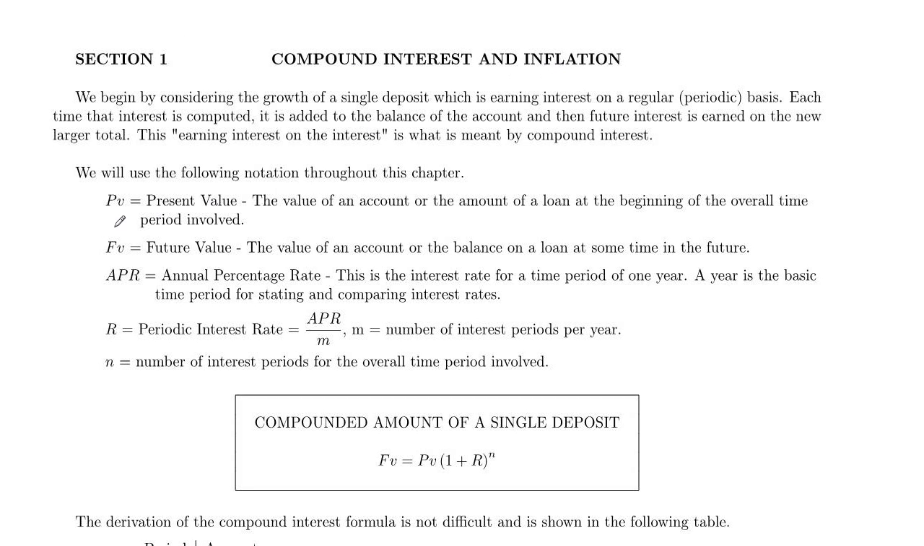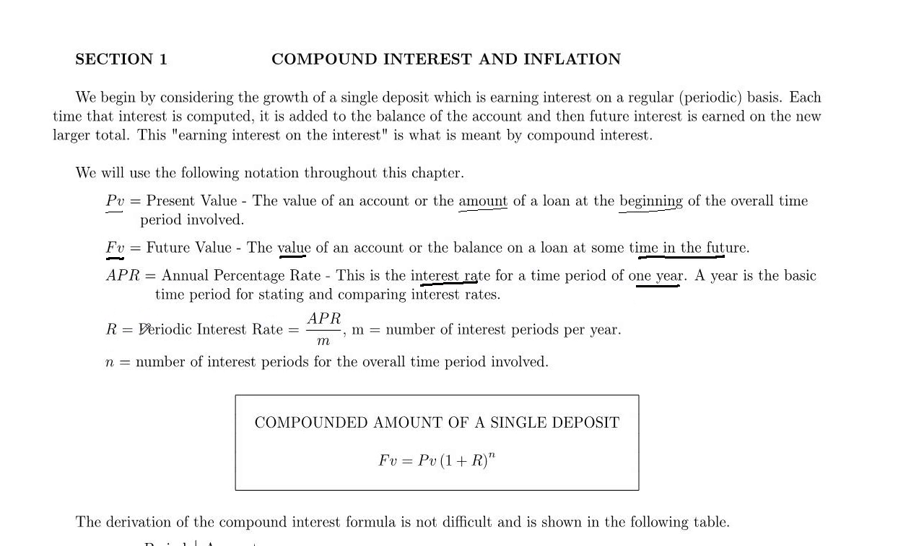So we have to define some variables. PV stands for present value, and that is the amount in your account at the beginning of the time period, whatever that is. The future value, denoted FV, is the value of the account at some time in the future, so at the end of the time period. APR stands for annual percentage rate, so that's the interest rate for 1 year. And a year is usually your basic time period here.